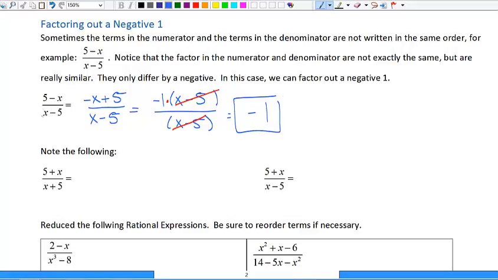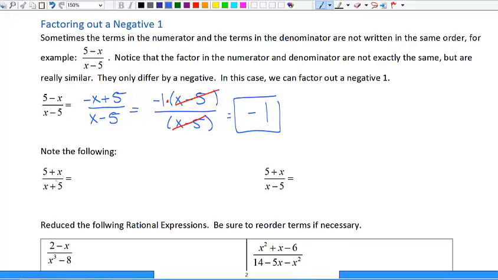So notice that if they only differ by a negative, 5 minus x over x minus 5, the x is negative in the numerator, but positive in the denominator. The 5 is positive in the numerator, yet negative in the denominator, then the answer is just going to divide out to negative 1. Please note that that is not the case for the next two examples.